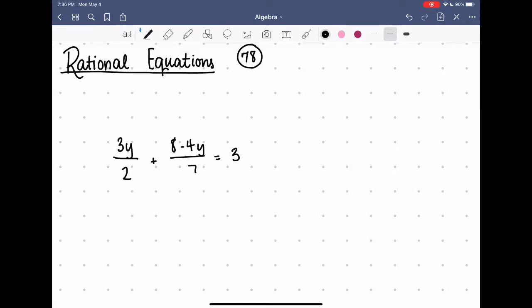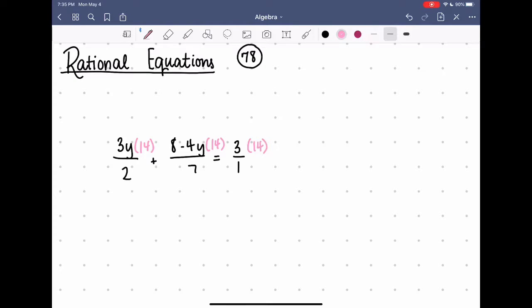When I first look at this problem, it doesn't look like every single term has a denominator, but I'm just going to give 3 a denominator, and I'll put that over 1. So I need to find the least common multiple of 2, 7, and 1. This is an easy one. I'm just going to multiply all of those numbers together and find the least common multiple of 14. So I'm going to have to multiply all of those numerators by 14.